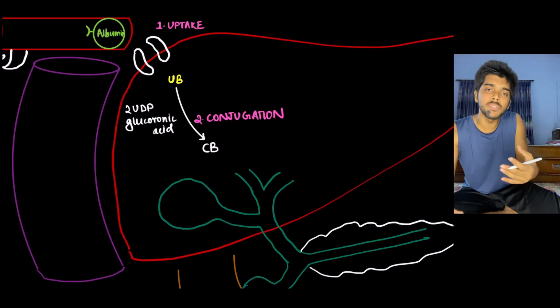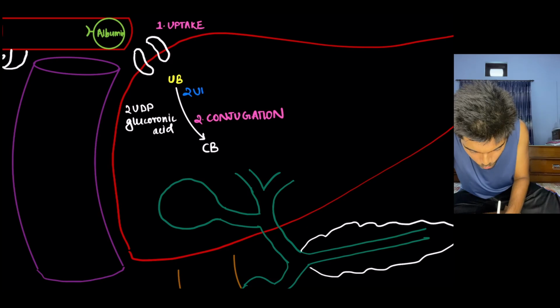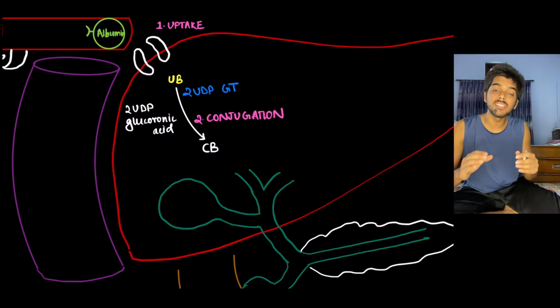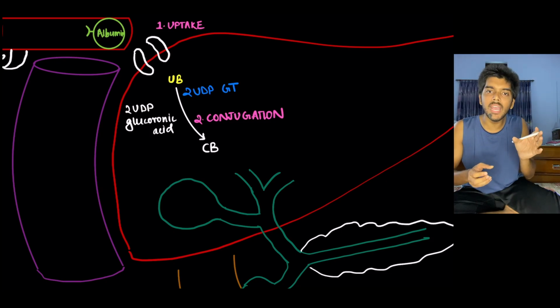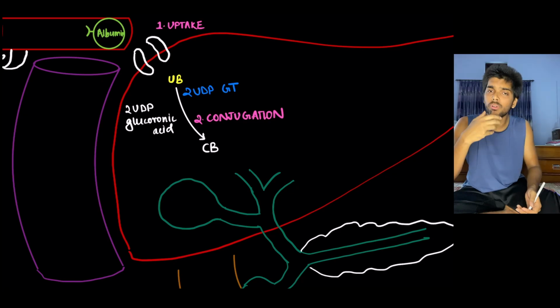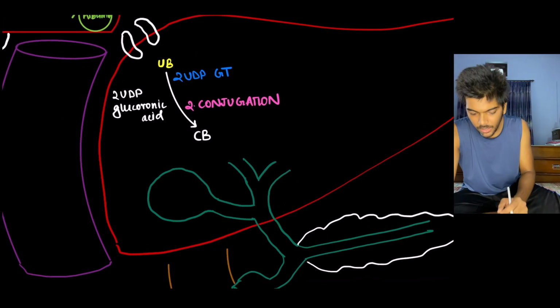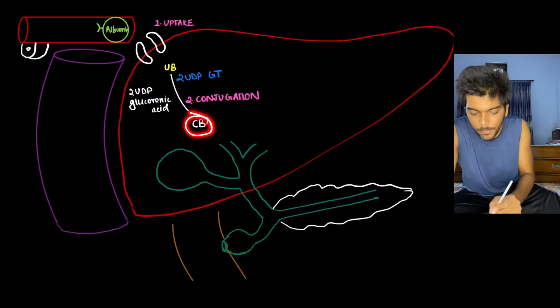Obviously, an enzyme is required for the metabolism to take place, and the enzyme is none other than UDP glucuronyl transferase, because the transfer of glucuronic acid is taking place. It's the glucuronic acid that is getting conjugated with the bilirubin. So glucuronyl transferase enzyme is required. With that, conjugation is also done. So finally, you have conjugated bilirubin.